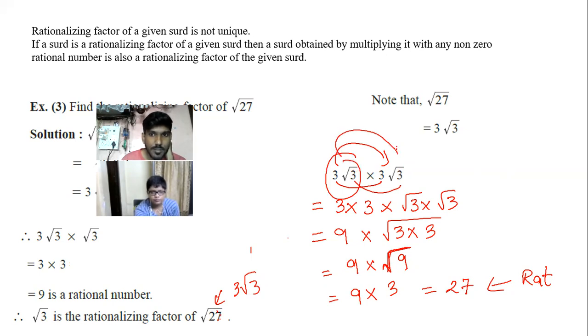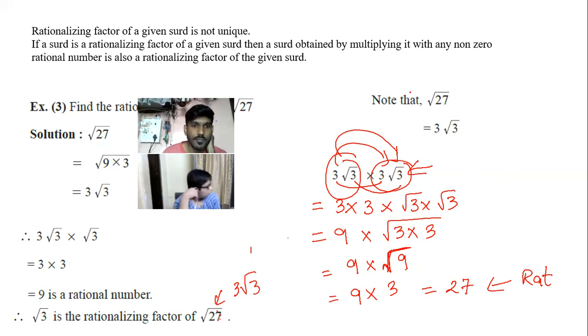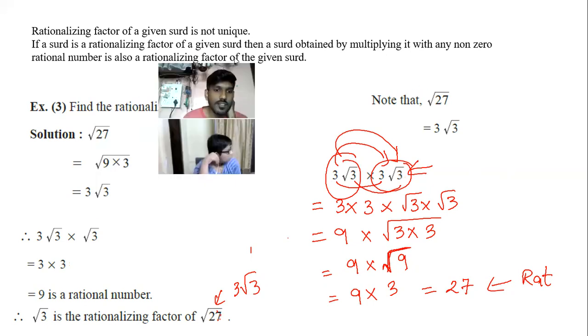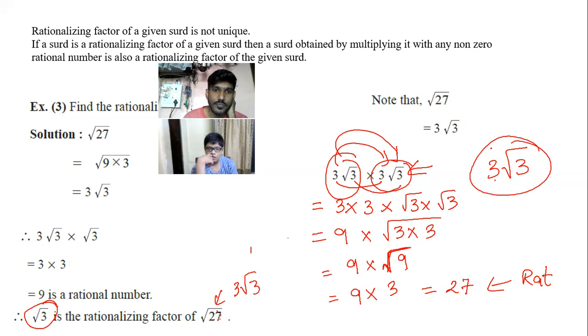So you see, 3 root 3 multiplied with 3 root 3 becomes 27, so this is the rationalizing factor of 3 root 3, or root of 27. Look at this: here, root 3 is a rationalizing factor of 27. And here, 3 root 3 is a rationalizing factor of root 27. So you see they are different. So one surd can have different rationalizing factors. Did you understand this?